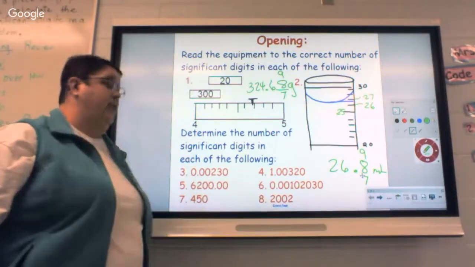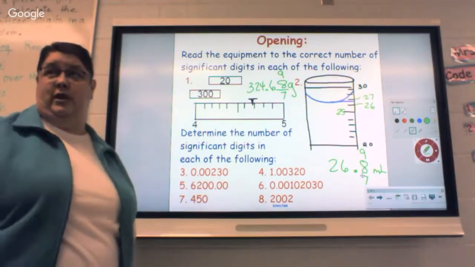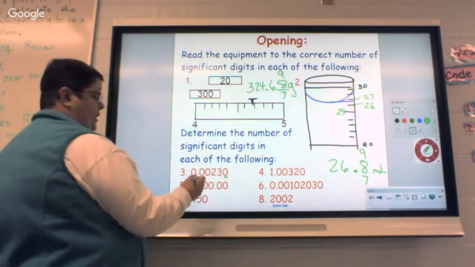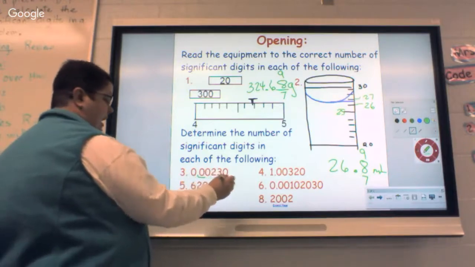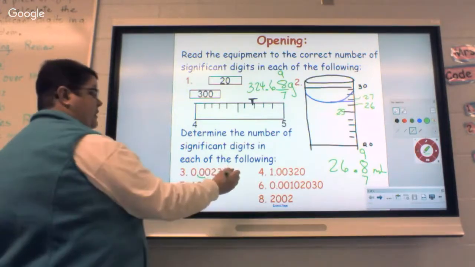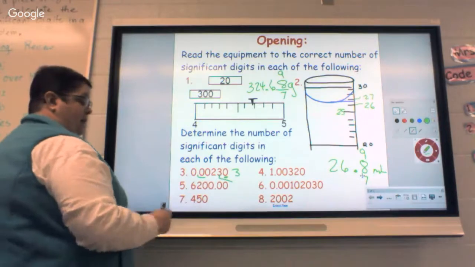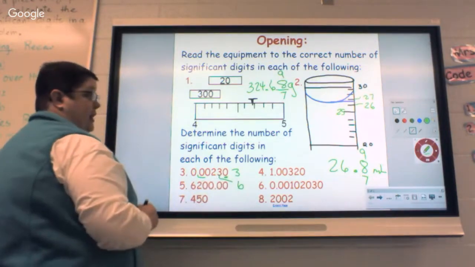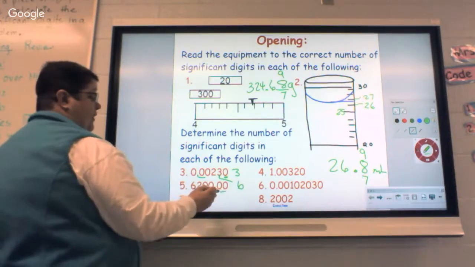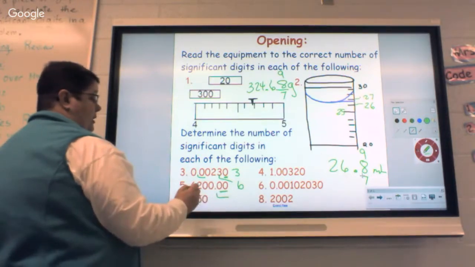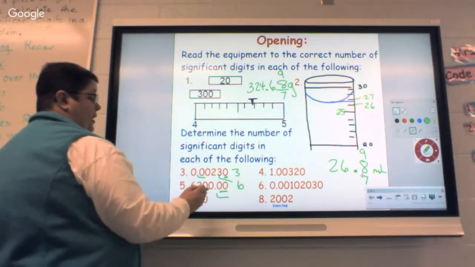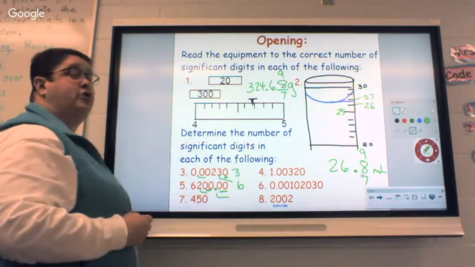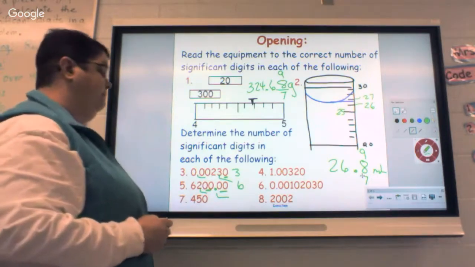All right, so number 3. How many significant digits did you say there were? All right, I hear 3. That is correct. This one is significant because it's after the decimal, after the 3. There are 3 significant digits there. How many in number 5? There are 6. These are significant because they're after the decimal and after the 2. These are significant because the decimal is written and not understood, so they're all significant.